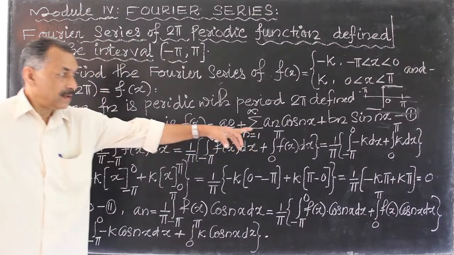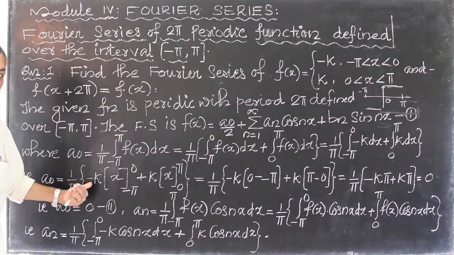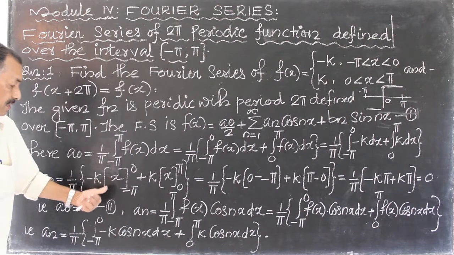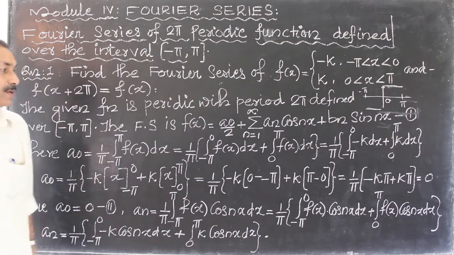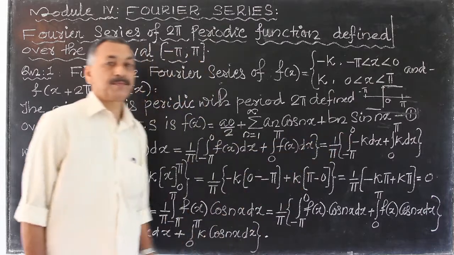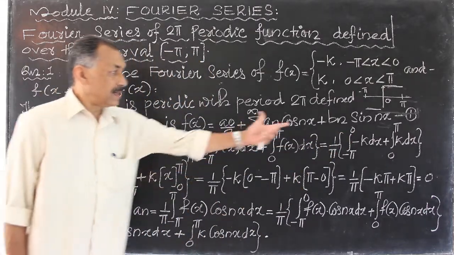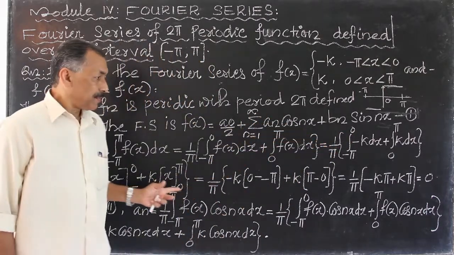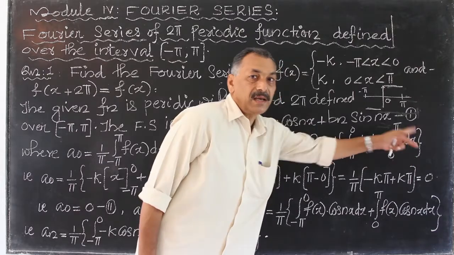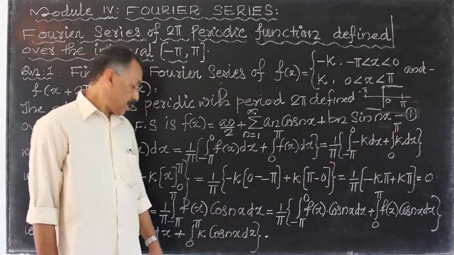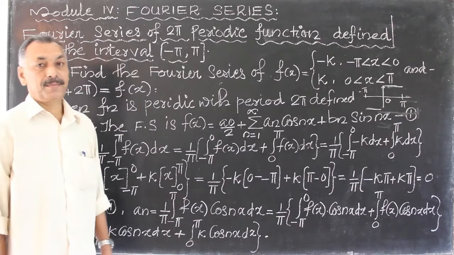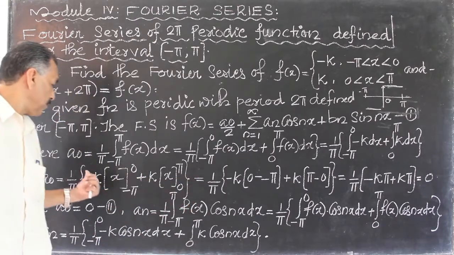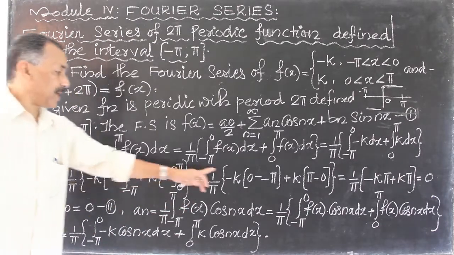1 by pi into minus k into integral dx. Integral dx is equal to x between the limits minus pi to 0, plus k into integral dx. Integral dx is equal to x. Now k into x between the limits 0 to pi. Second, that is equal to 1 by pi into minus k.